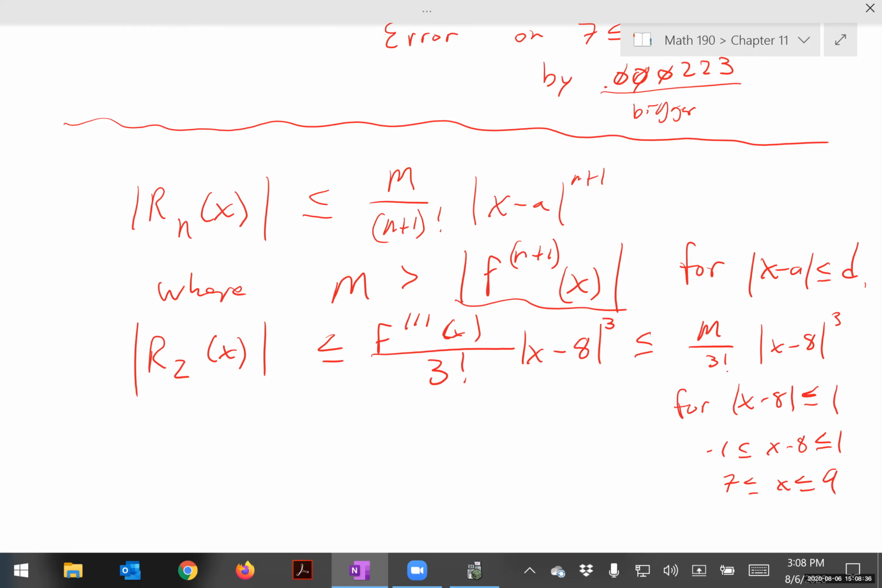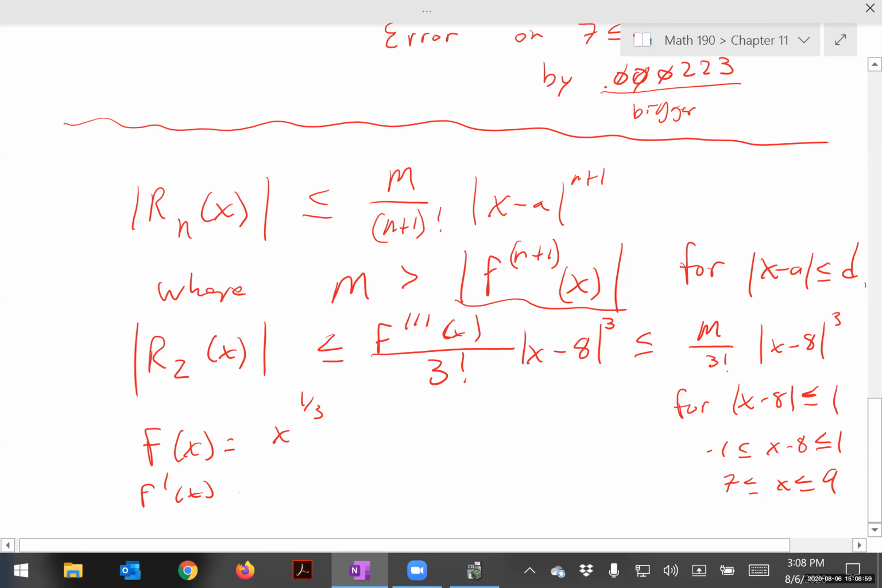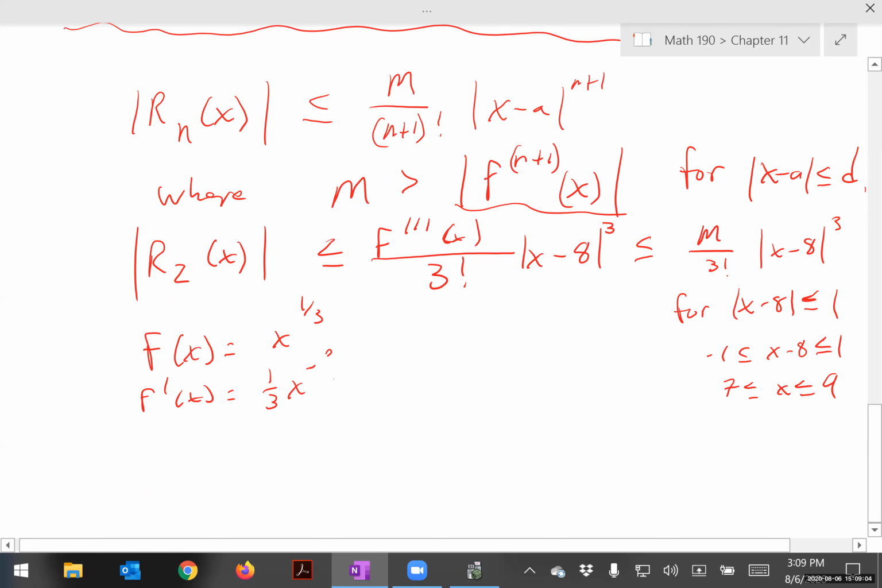So what I want to do here is find the third derivative of this thing. We'll get to what it's evaluated at. So let's just find the third derivative. f of x is equal to x to the 1/3. f prime of x is 1/3 x to the negative 2/3. f double prime of x, we did this before, is negative 2/9 x to the negative 5/3, and f triple prime of x is going to be, what is this, 10/27 x to the, I want to say 8/3. Yeah, negative 8/3.